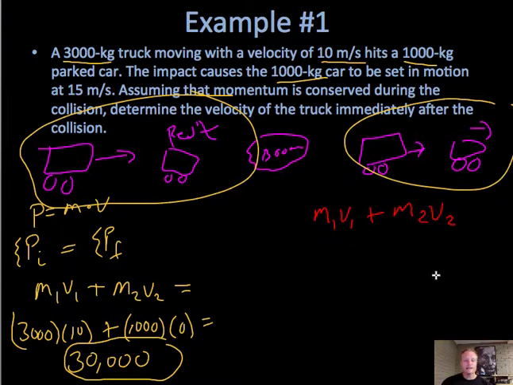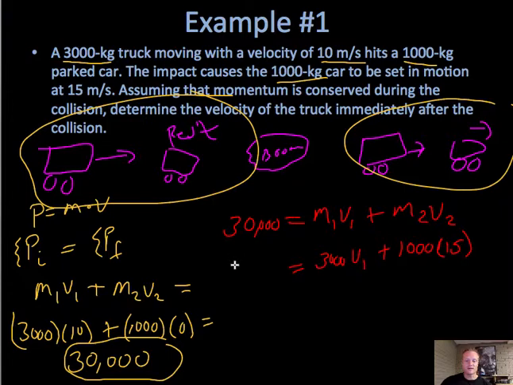Okay, this has got to be equal to 30,000. It just has to be, right? So the mass of car 2 is 1,000 kilograms times the velocity of the car now, which is 15, plus the mass of the truck, which is 3,000, and the velocity we don't know. That's what we want to try to figure out here. And we have 30,000 over here.